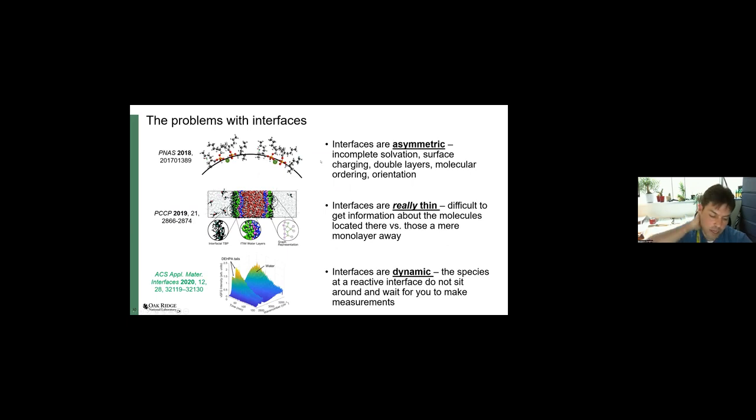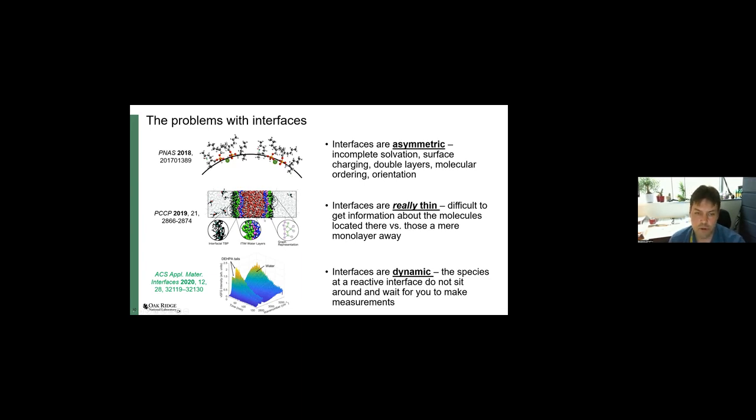So what we want to understand here is how ions interact with these molecules at a surface. The problem with interfaces is that they're asymmetric. The stuff you have on one side is different than the other. And from a molecular perspective, this means you have incomplete solvation. You have surface charging that gives rise to electric double layers and molecular ordering that then screws up orientation and drives chemistry in unique ways. The other problem you run into is that they're really, really thin. So when I talk about an interface, I'm talking about a molecular monolayer, not something that's much thicker than that.